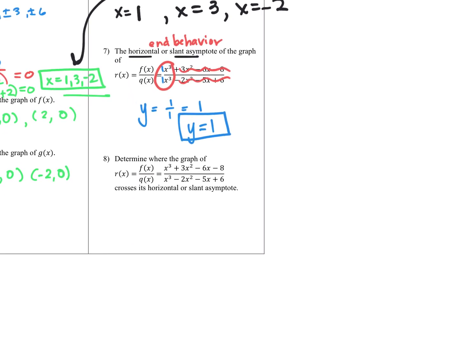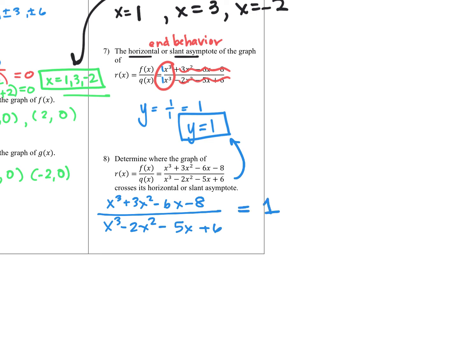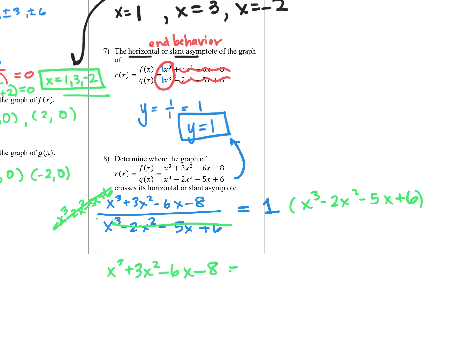All right, now we want to determine if our graph crosses this asymptote. And so we're really saying, well, when does (x cubed plus 3x squared minus 6x minus 8) over (x cubed minus 2x squared minus 5x plus 6) equal that number 1? Is there any x value that makes that happen? So I'm going to clear the fraction, multiply by the denominator on both sides. So at least we're down to just an equation with a polynomial, not any fractions. So we have x cubed plus 3x squared minus 6x minus 8 is equal to, we'll distribute the 1, which is really just getting us that polynomial.